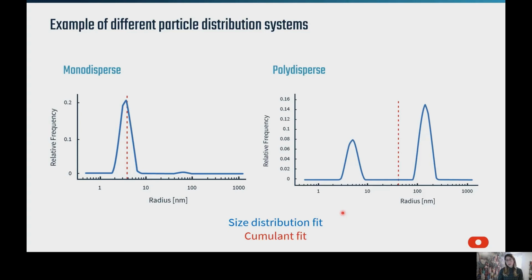For a polydispersed system, shown on the right-hand side of the screen, there are two different peaks in this example, which correspond to two different particle species, each with their own radii. However, the cumulant fit, that dashed line, falls between those two peaks. And again, this is because the cumulant fit assumes an average radius from all the particles in solution. So in the case of a polydispersed system, you would actually want to use the size distribution model to acquire particle sizing and dispersity information.